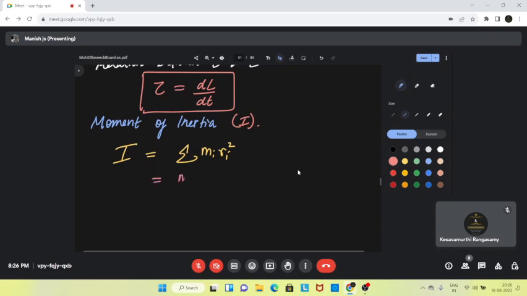If I expand this, what will I get? I will get m1 r1 square plus m2 r2 square. Don't forget to put the square.